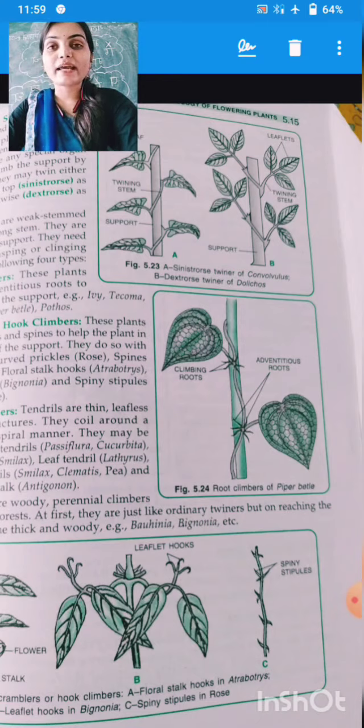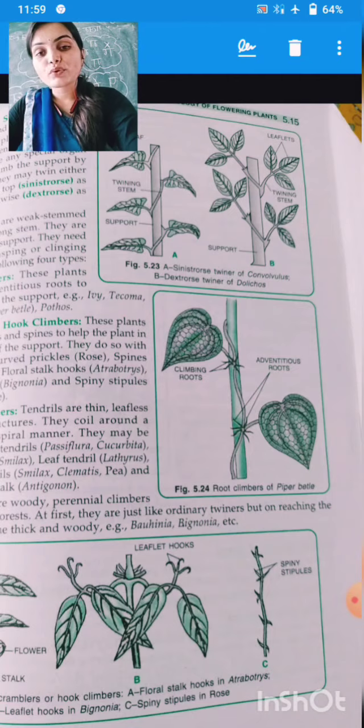But when you see diagram B, in each twist you are seeing that through a stem, a small structure of branch is open and three leaflets are attached. Three leaves are attached. Then you can see in figure 5.24 root climbers of Piper betel. Now in this you can see that adventitious roots are found where the branches have been found in the stem. See, these stems are very soft in nature. That's why they are able to climb or take the support of a tough object.